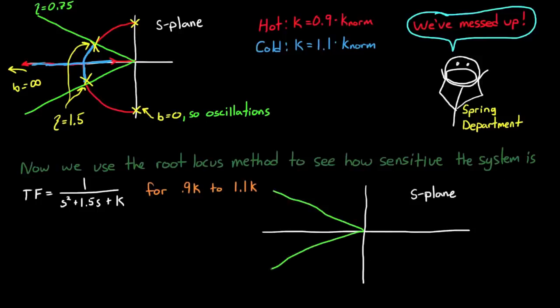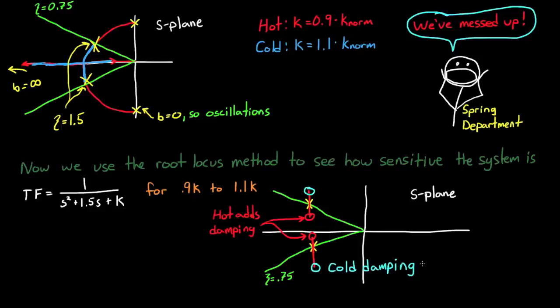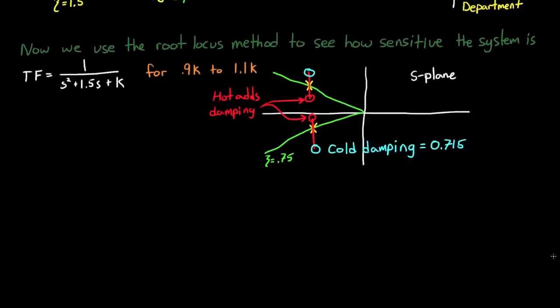First, let me redraw our requirement, which is the lines of constant damping ratio. These yellow x's are our ideal spring constant at 1, and these red lines that I'm drawing are the root locus, where it goes from the hot value of 0.9k to the cold value of 1.1k. And you see that when the springs are hot, we still meet our requirement. However, when they're cold, the damping ratio goes down to 0.715, which doesn't meet our requirement.